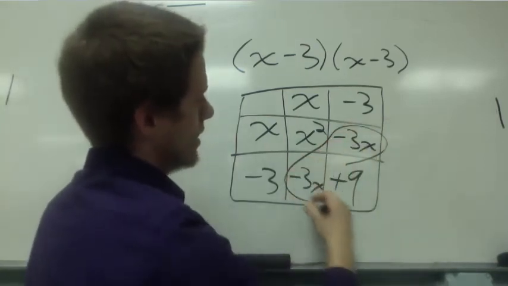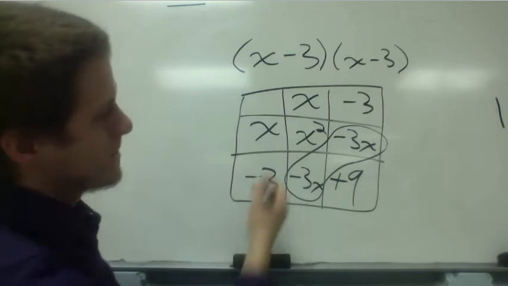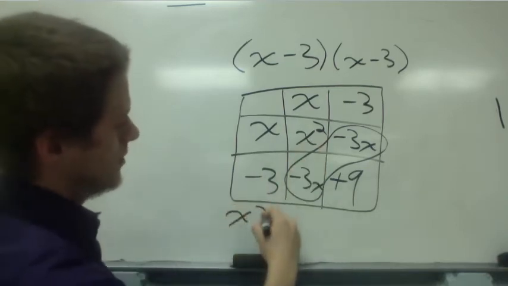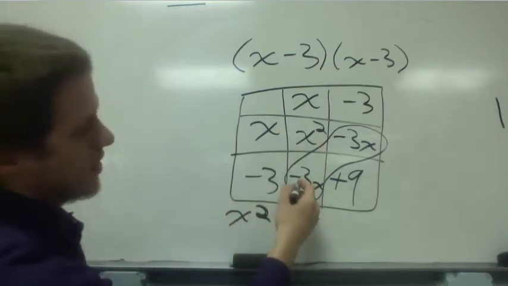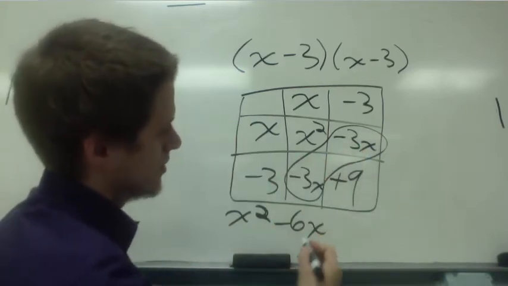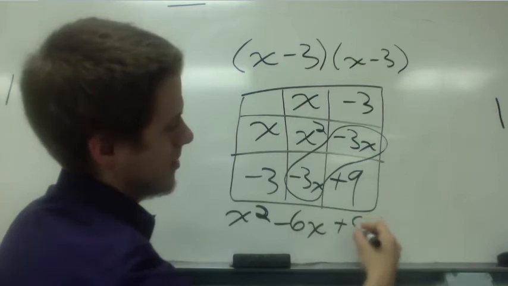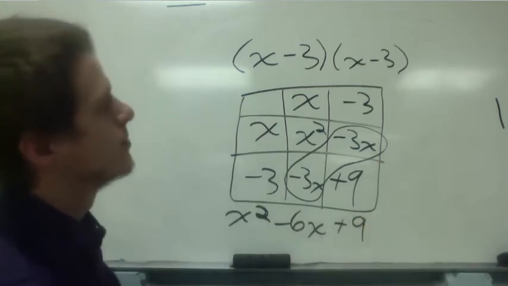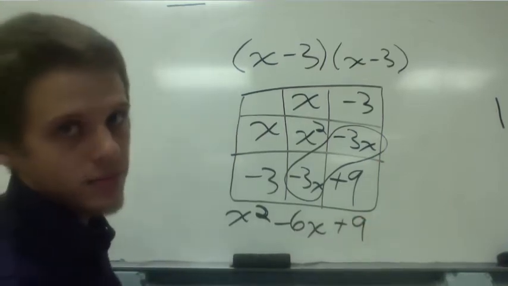Again, I'm going to combine like terms. I'll keep my x squared out front. Negative 3 plus negative 3 gives me a negative 6x. And then I'm left with my positive 9 on the end. And there you have it.